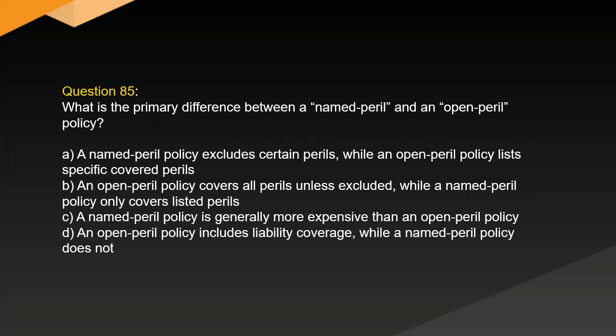Question 85. What is the primary difference between a named peril and an open peril policy? A. A named peril policy excludes certain perils, while an open peril policy lists specific covered perils. B. An open peril policy covers all perils unless excluded, while a named peril policy only covers listed perils. C. A named peril policy is generally more expensive than an open peril policy. D. An open peril policy includes liability coverage, while a named peril policy does not.